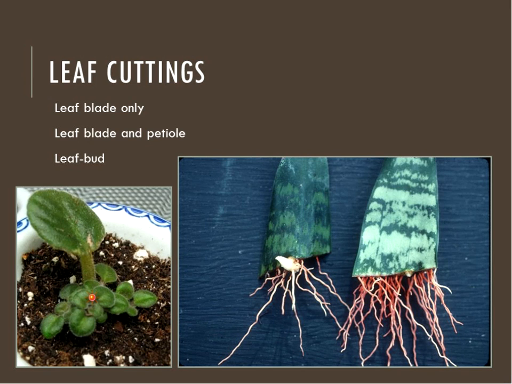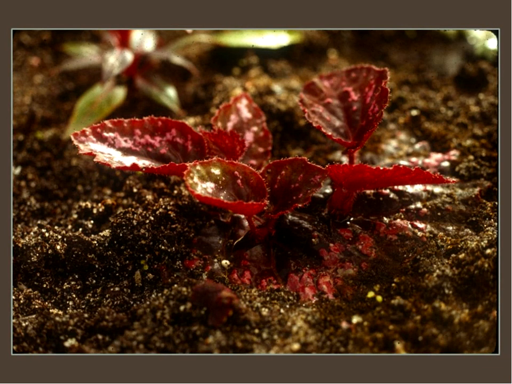For a tree or shrub, you're going to have to use what's called a leaf bud cutting if you're not doing a stem cutting. Here's another picture just of a leaf blade only cutting. This is a Rex begonia leaf. It's placed flat on the surface of the media, and then the new plants come up through that leaf.